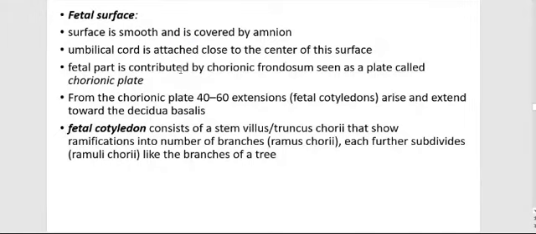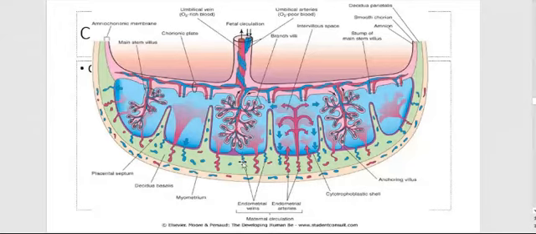And the fetal side is contributed by the chorion frondosum, seen as the plate called the chorionic plate. Then from the chorionic plate, we have 40 to 60 extensions. That is from the chorion frondosum. These are called fetal cotyledons. These same villi are called fetal cotyledons. And then they extend towards the decidua basalis. These are the chorion frondosum.